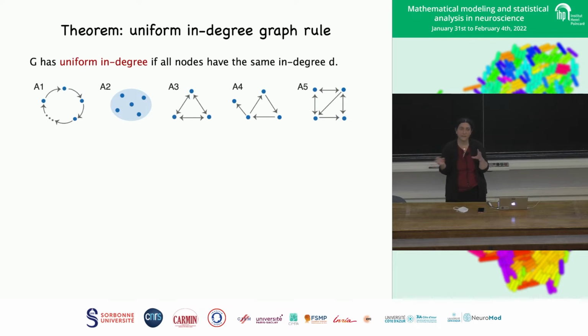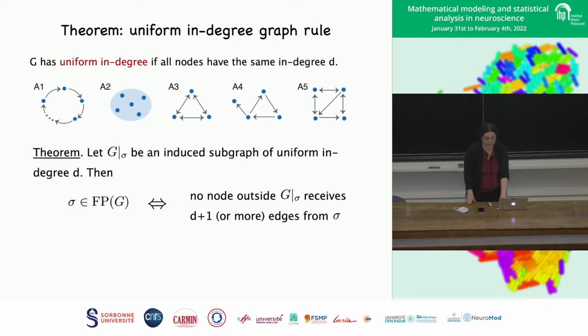So we can prove theorems that say if the graph has this structure, there's going to be a fixed point with this support. Or if the graph has this other structure, there will not be a fixed point with this support. So the graph rules are ways of looking at the combinatorial data in the graph and predicting fixed points or predicting absence of fixed points. And so I will just show you one of the simple ones, which is the uniform in degree graph rule. That one tells you that if you have a subgraph that is uniform in degree, which means that every node is receiving the same number of incoming edges.